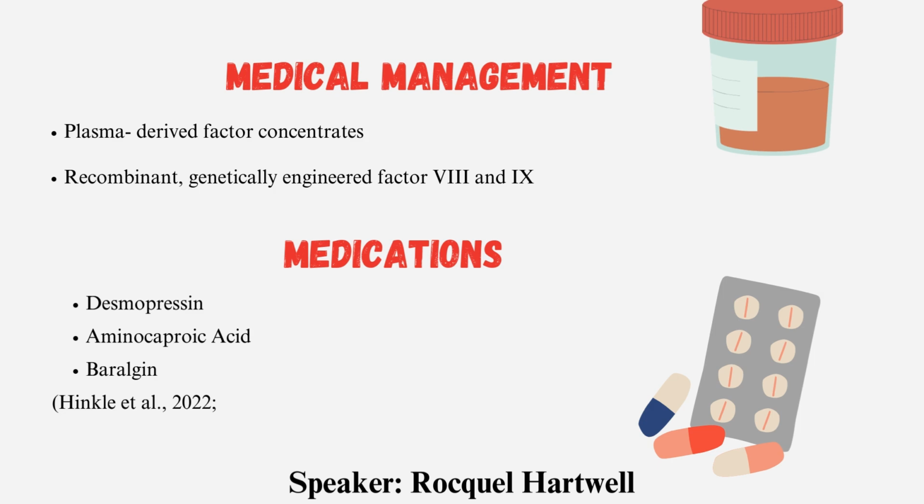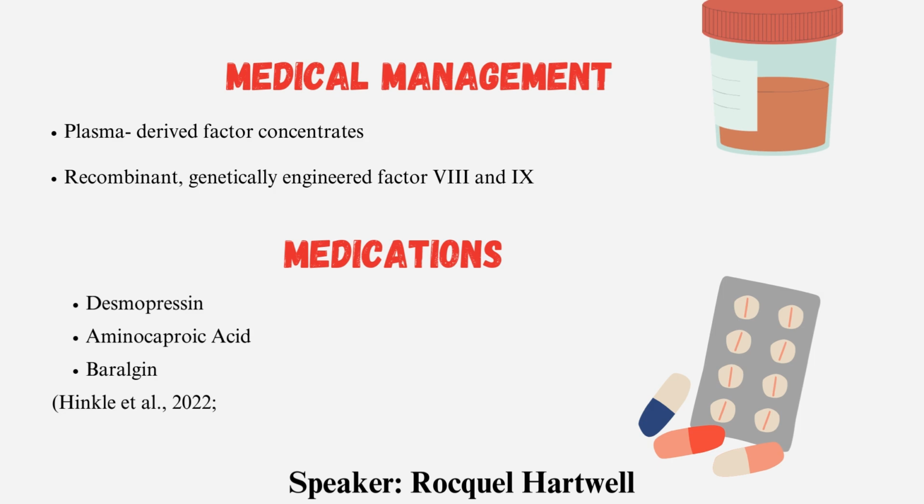Recombinant genetically engineered factors 8 and 9 are not made from human plasma, but they are made by isolating the genes for factor 8 and 9 through genetic engineering. The gene contains the code which has instructions for the cell on how to make human factors 8 and 9. There are pharmacotherapy treatments that are used to treat hemophilia A and B.